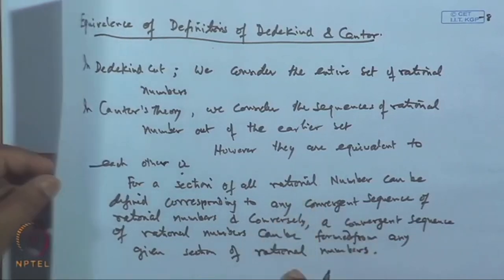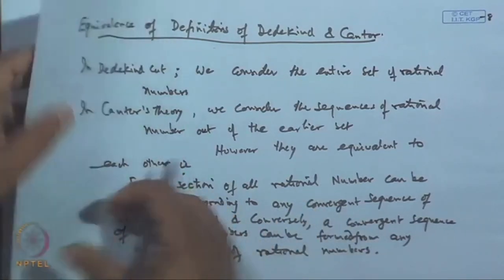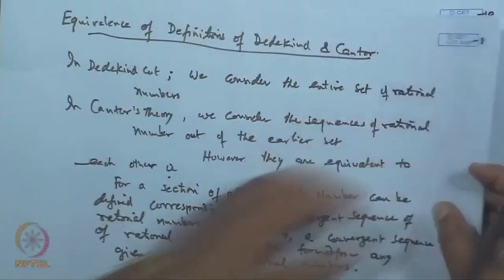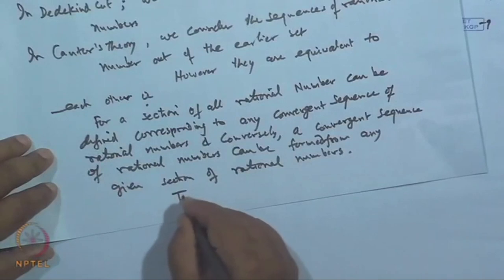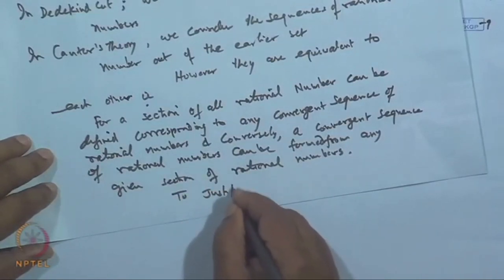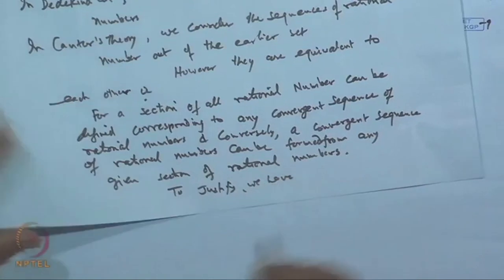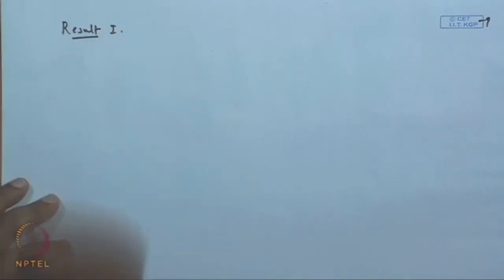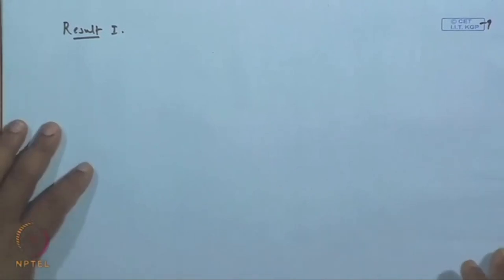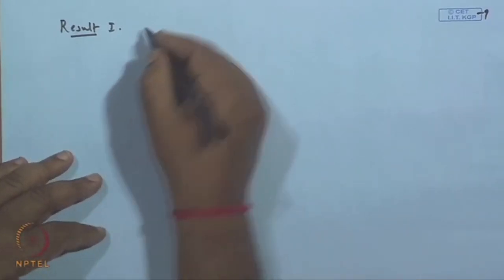Now, let us see the proof of this, how these two theories are equivalent. So, we need the following theorems. To justify it, we have the following results. Okay. The first result is the section corresponding to a convergent sequence.